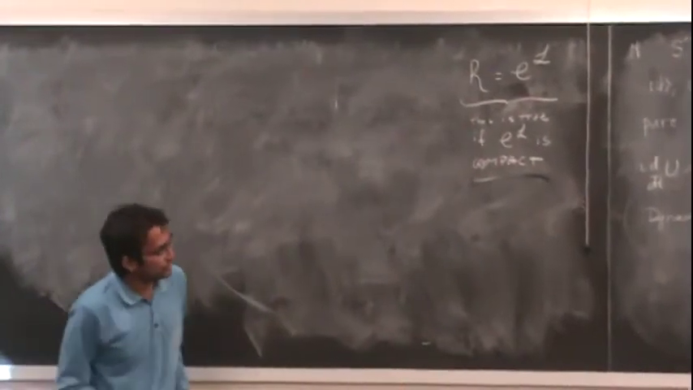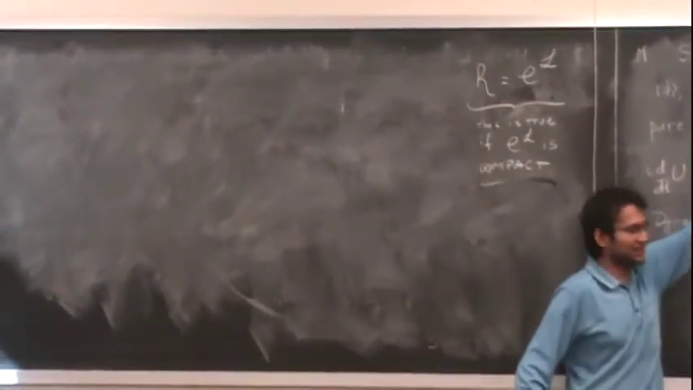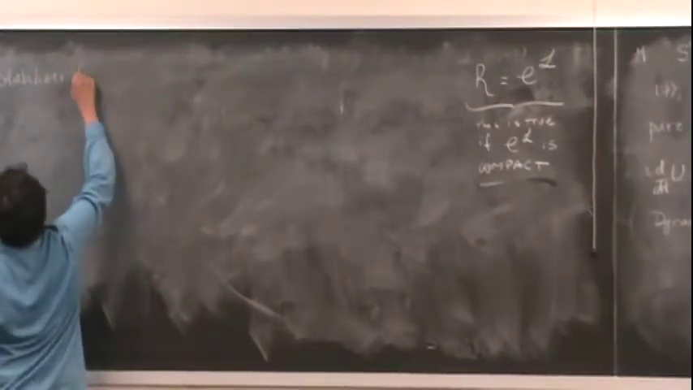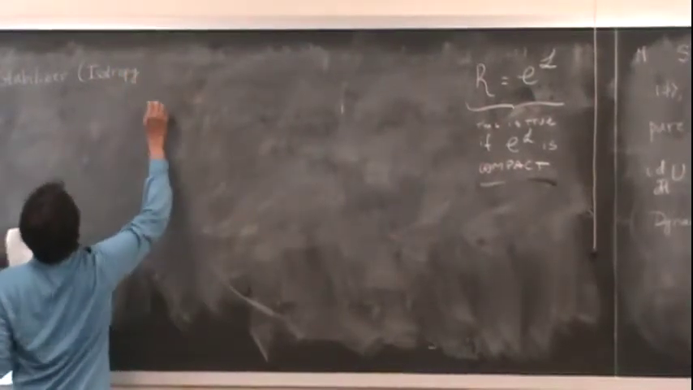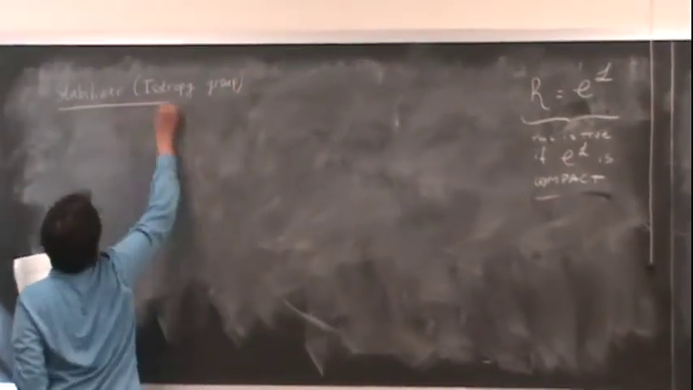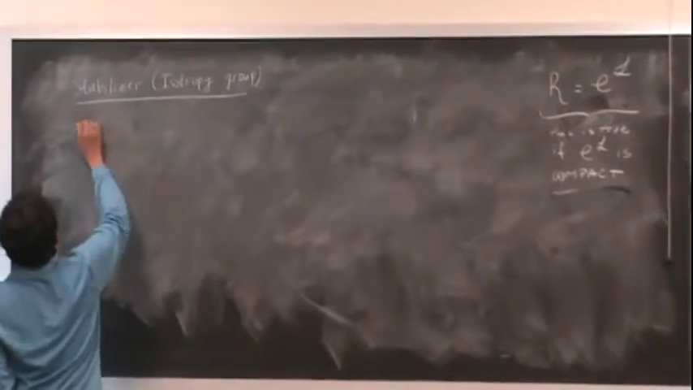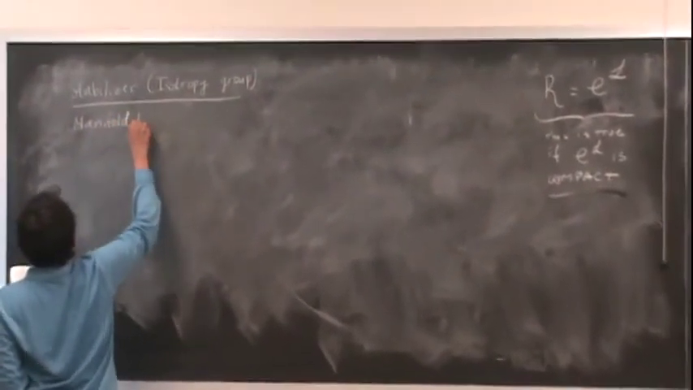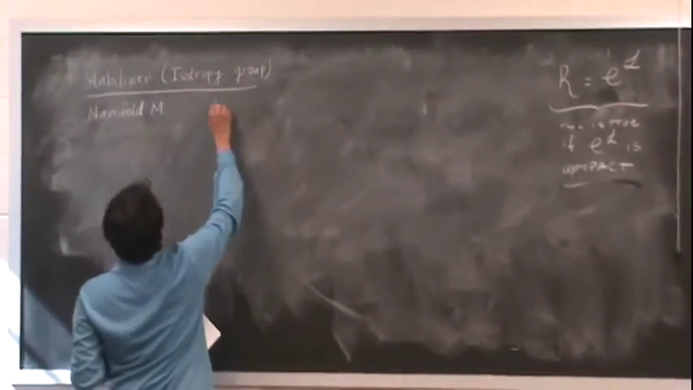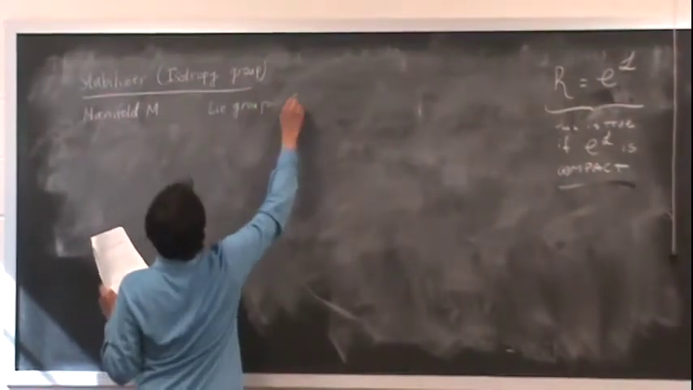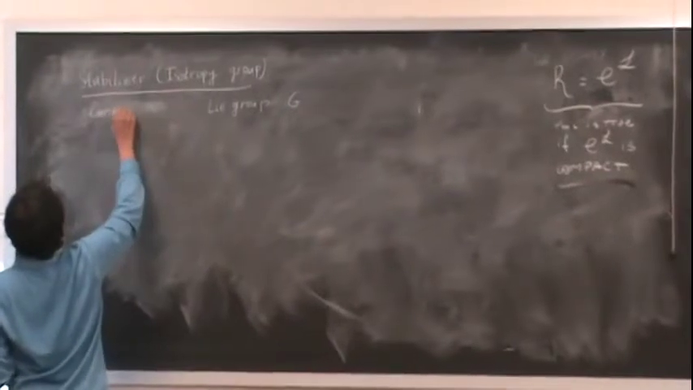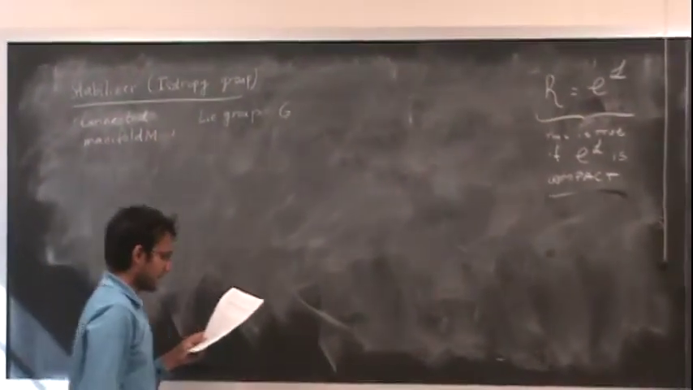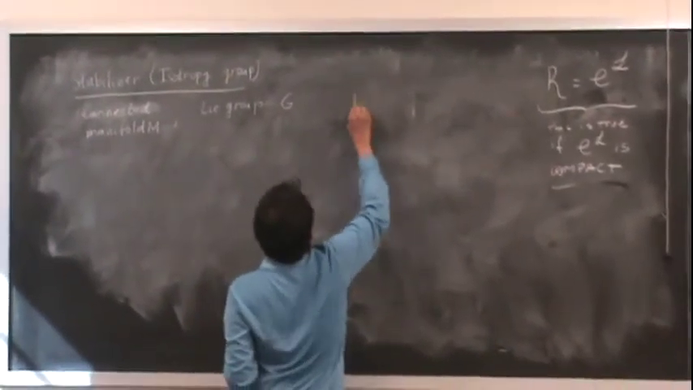So coming back, to show under what circumstances this is true, I'm going to define the idea of a stabilizer group, also called the isotropy group. Again, we define it in terms of a manifold and a group. Consider a connected manifold M and a Lie group G, and say P is a point in M.